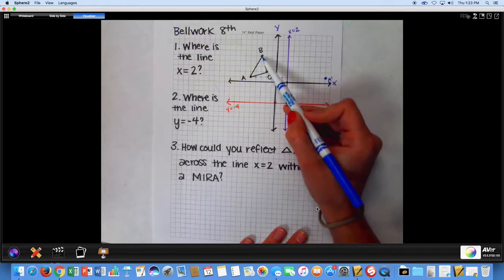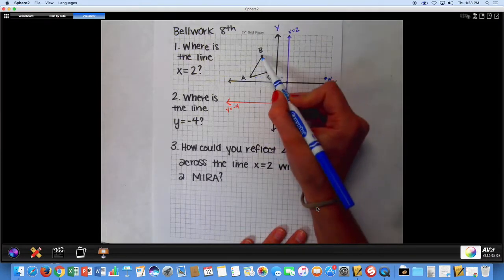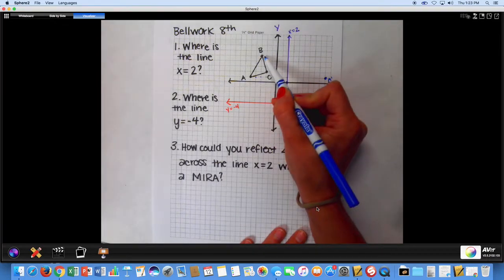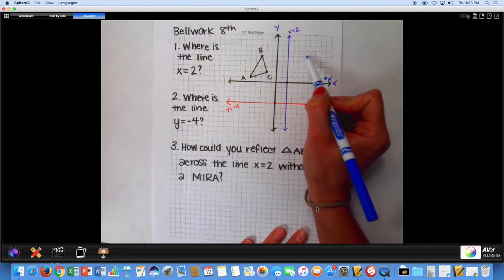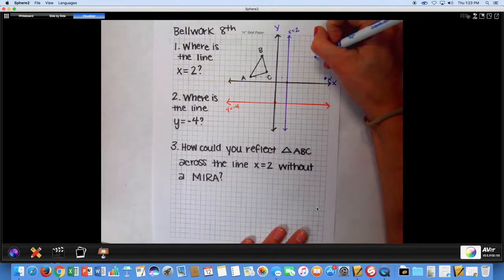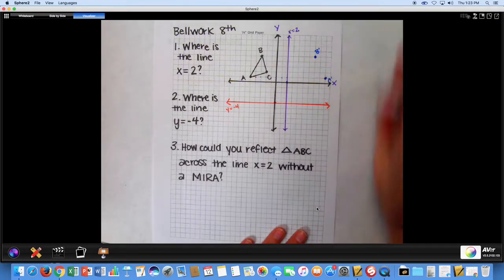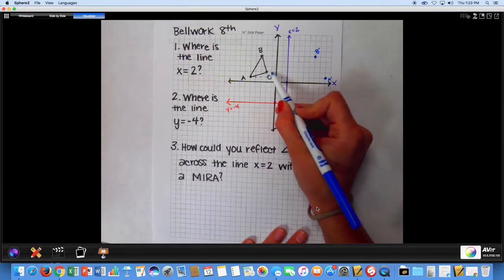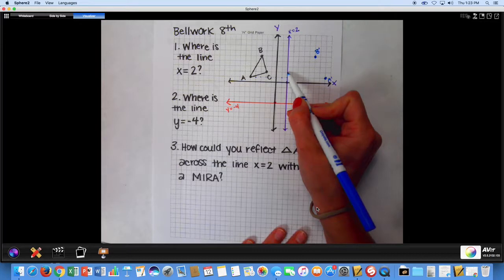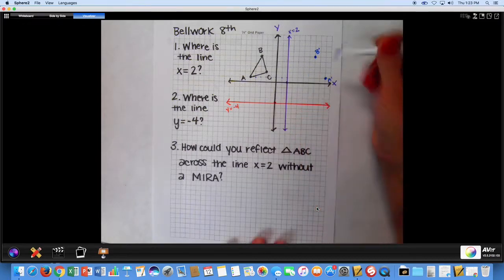We do the same with point B. We count how many units is point B from our purple line. 1, 2, 3, 4, 5. Which means point B needs to be 5 units now to the right. 1, 2, 3, 4, 5. So point B prime goes right here. And last but not least, point C. Point C is 1, 2, 3, 4 units to the left of the purple line. To reflect it then, we need it to be 1, 2, 3, 4 units to the right.